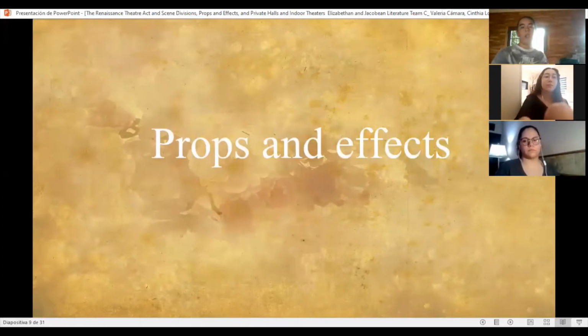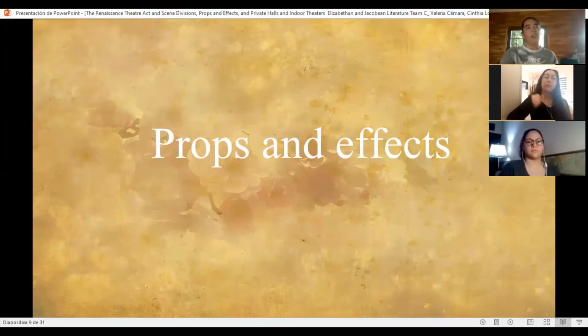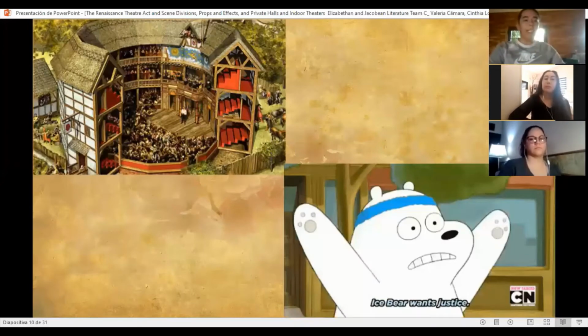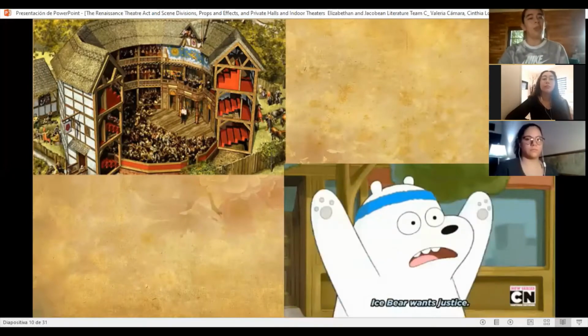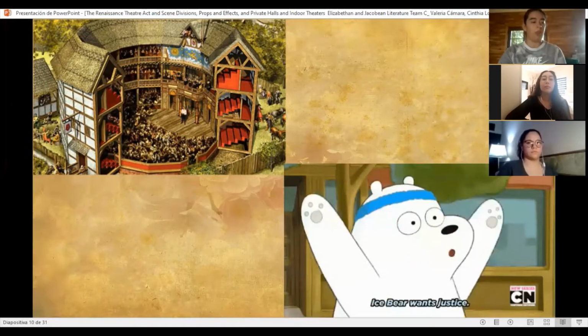Now we go to props and effects. As you know, in theater, we need a lot of props and stuff to make the public feel involved and feel like it's real, you know? So many people say that a characteristic of the Renaissance theater was the bareness. They were simple and not really beautiful, you know?